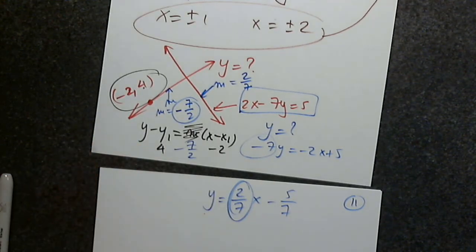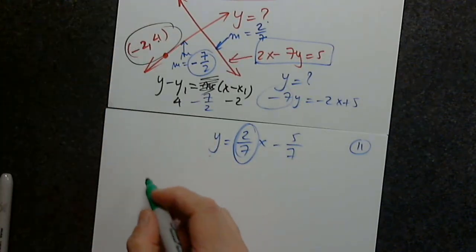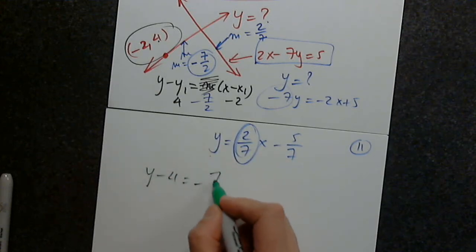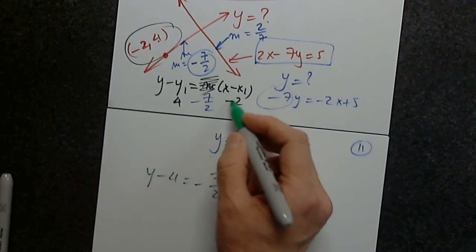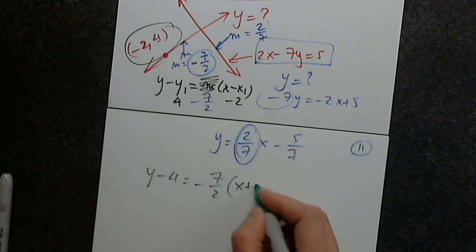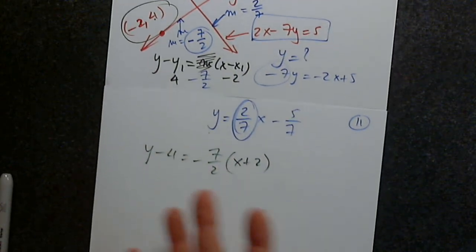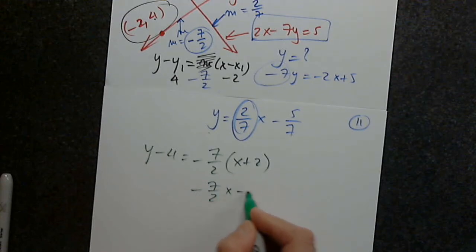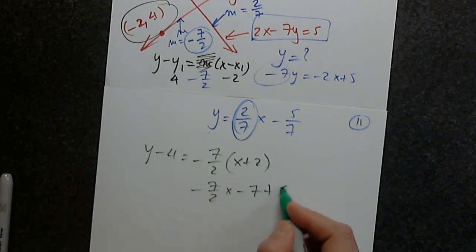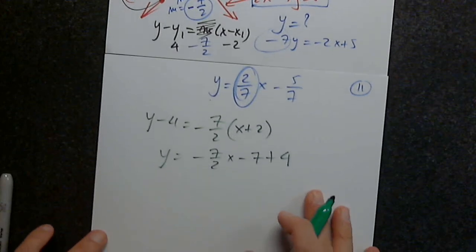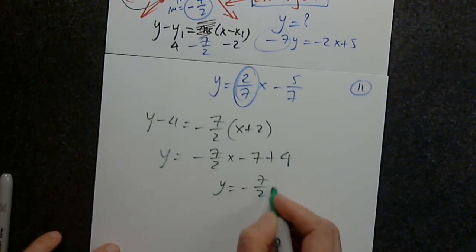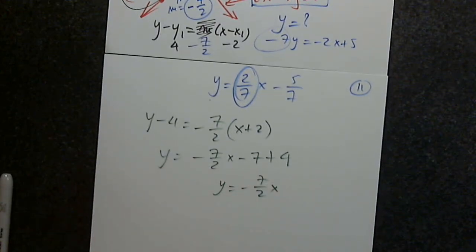Why -7/2? Only because 2/7 times -7/2 will be -1. That product is -1. So now I have everything. So then I have y minus 4 equals -7/2 x plus 2, which changes into x plus 2. I distribute -7/2 and I add 4. So the final simplified form is -7/2 x minus 3.